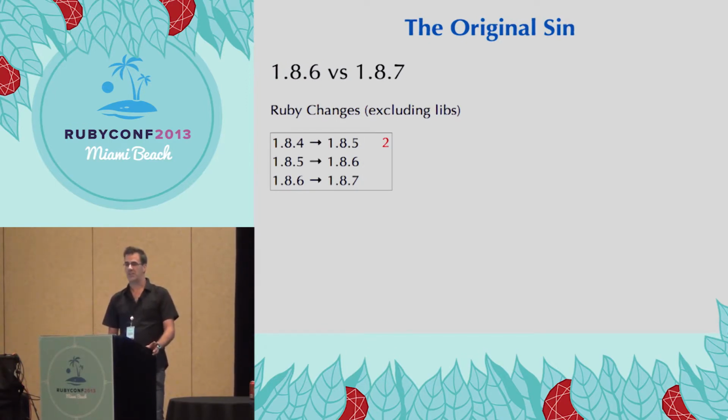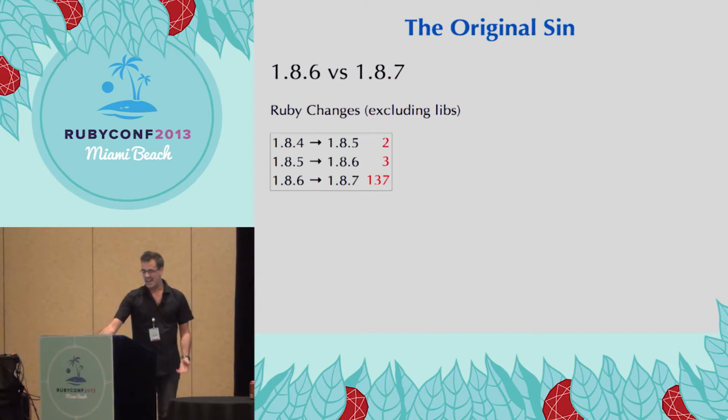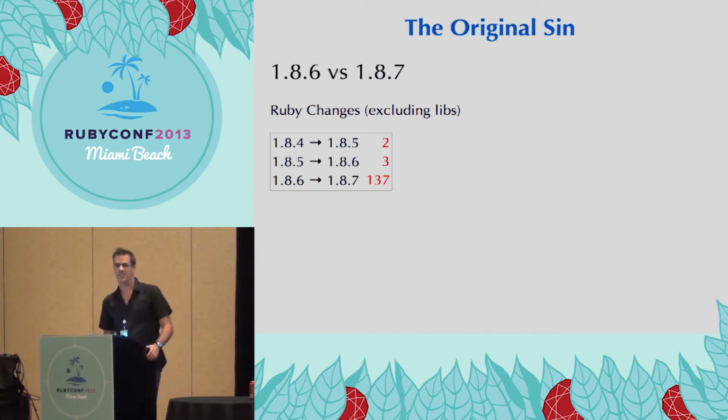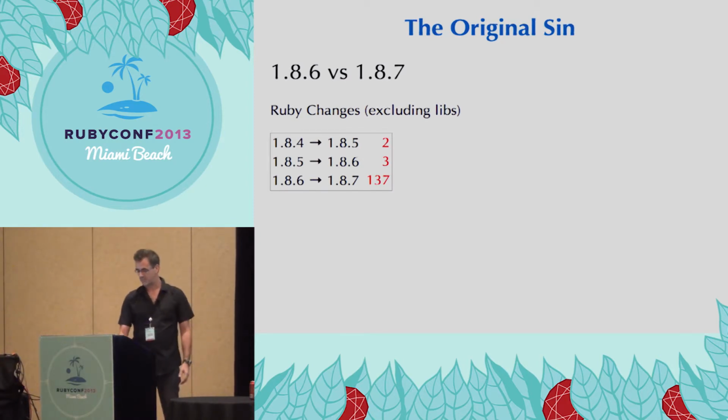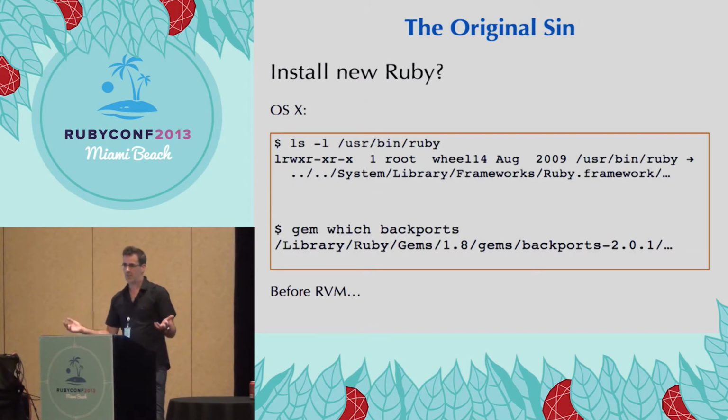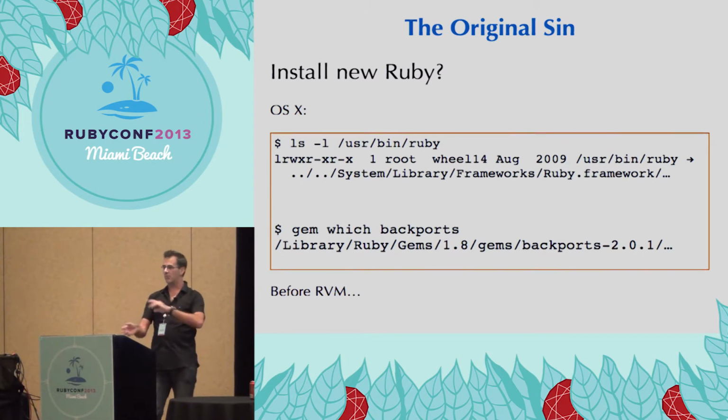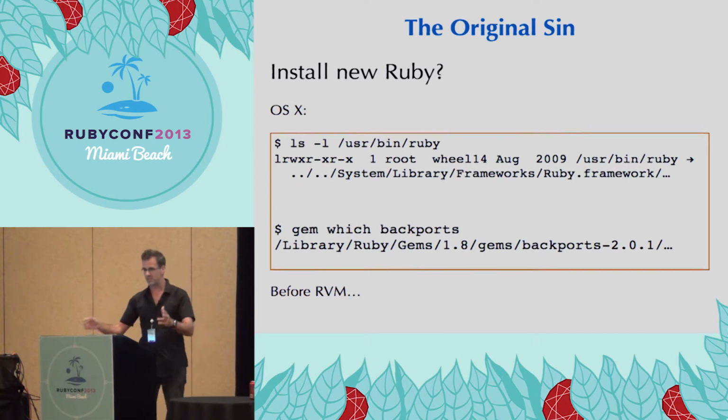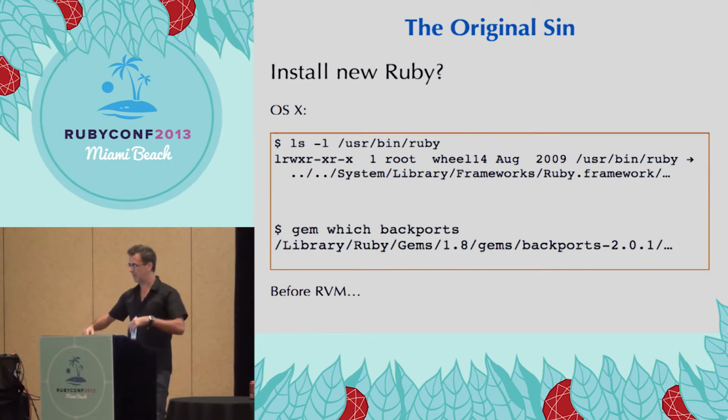1.8.5 introduced 2 changes to the API, 1.8.6 3 changes, and 1.8.7 137. Of those 137 changes, many of them are quite fun, quite interesting, and I wanted to use them. So what to do? This was before RVM. Now with RVM, it's so cool. You can juggle, change versions as you see fit, try JRuby, Rubinius.